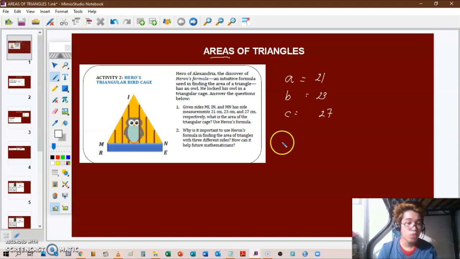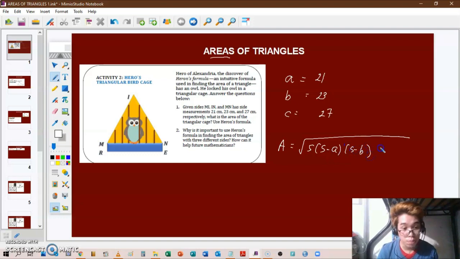Heron's formula, as you will see later in this video, is given by this formula. A is equal to the square root of S times S minus the first side, A, times S minus the second side, B, times S minus the third side, C, wherein the value of S, which we call the semi-perimeter, is equal to A plus B plus C all over 2. We first have to solve for the value of S in order to solve for the area of the triangle.